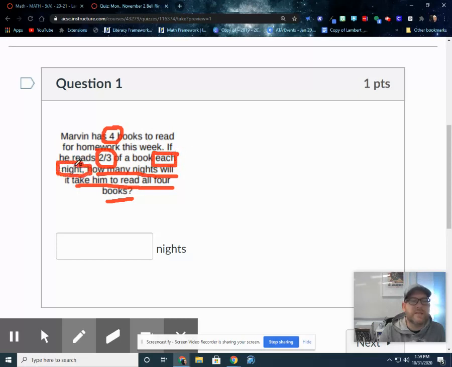So I've got 4 things that I need to get through, but I'm breaking them down into pieces of 2/3 because I need to read that much each little bit. So that's equal groups of 2/3, and I need to know how many nights it's going to take him to read that all together. So if I'm breaking something into equal sized pieces, that is division. So I've got 4 books, and I'm dividing them into groups because each night is 2/3 of a book. So if I divide this into groups that are this big, it should give me the number of nights that I need to finish the books.